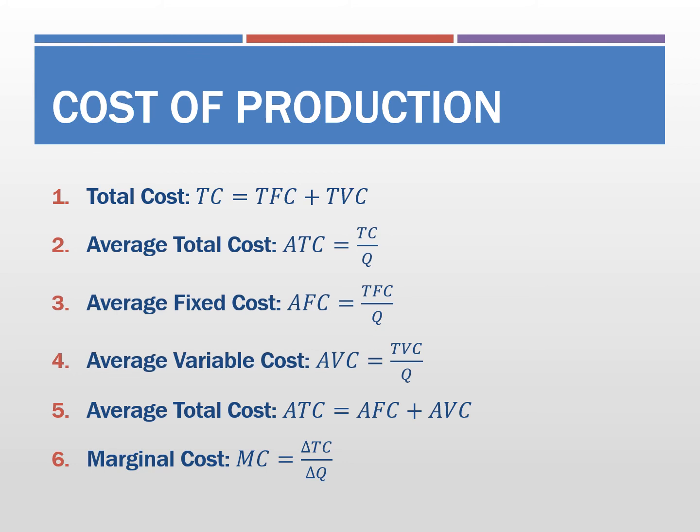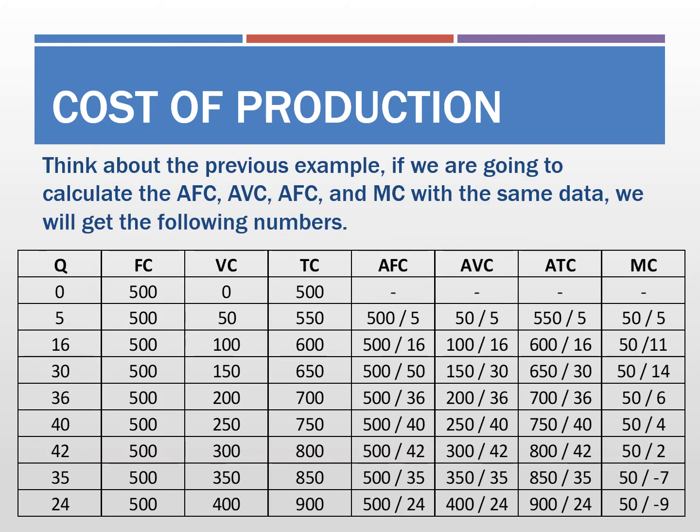Well, let's take a look at the average costs in a table. Think about the previous example that we did. If we are going to calculate the average fixed cost, average variable cost, and the average total cost in one table like this, you always have to know where you are going to get those numbers from the table. Because we already defined the fixed cost, variable cost, and total cost in the previous table, I would like to just go over where we get the numbers for calculating the average fixed cost, the average variable cost, and the average total cost.